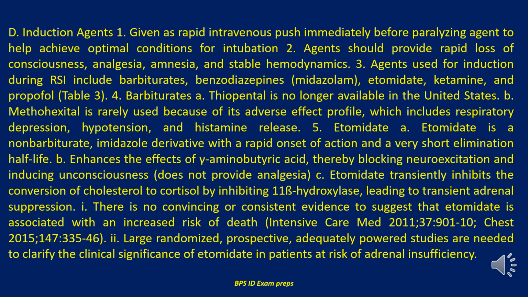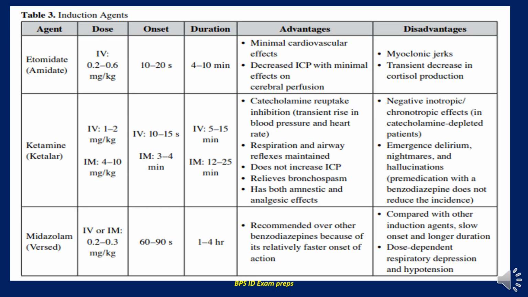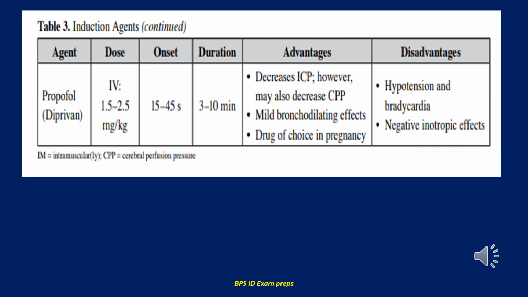C. Etomidate transiently inhibits the conversion of cholesterol to cortisol by inhibiting 11-beta-hydroxylase, leading to transient adrenal suppression. 1. There is no convincing or consistent evidence to suggest that etomidate is associated with an increased risk of death, published in Intensive Care Medicine in 2011 and in Chest in 2015. 2. Large randomized, prospective, adequately powered studies are needed to clarify the clinical significance of etomidate in patients at risk of adrenal insufficiency. Pause the video and carefully scrutinize Table 3 summarizing induction agents.